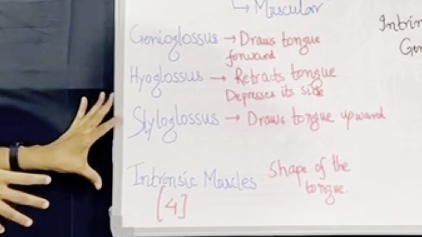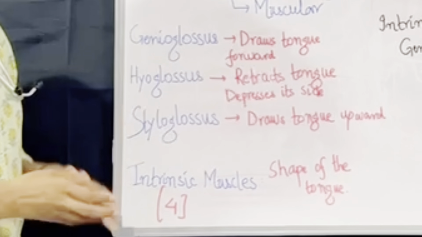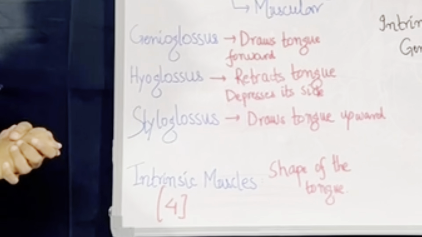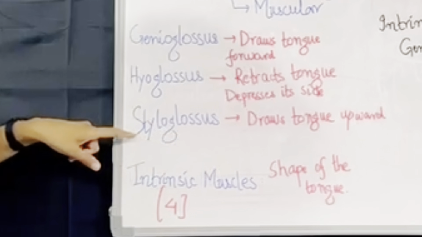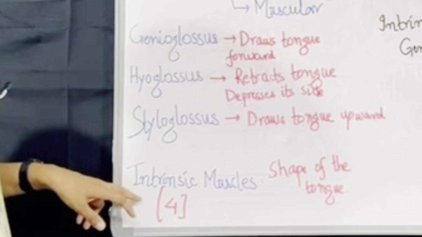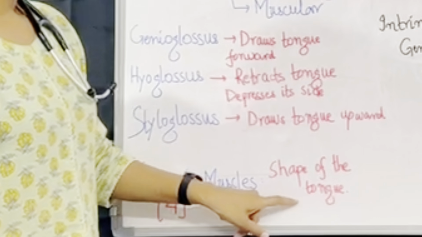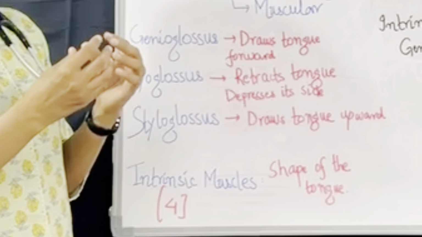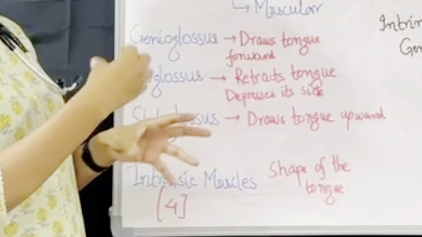These are the muscles of the tongue. The genioglossus, which is responsible for drawing the tongue forward or protrusion. Hyoglossus is responsible for retraction of the tongue and depression of its side. Styloglossus is responsible for drawing the tongue upward. And the intrinsic muscles, which are 4 in number, modify the shape of the tongue. They can shorten the tongue or narrow the tongue and also cause the curving of the tongue.